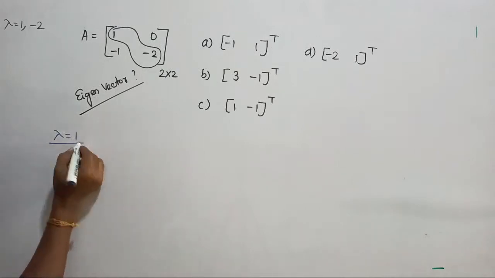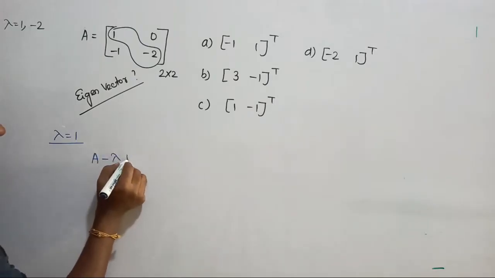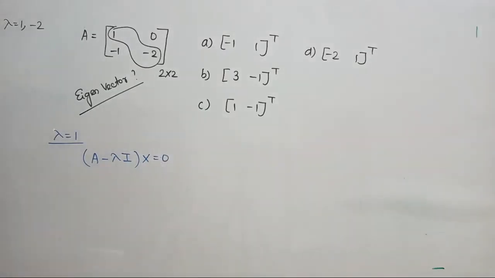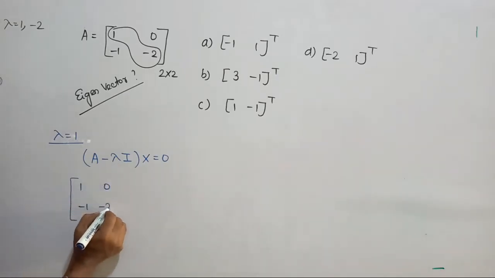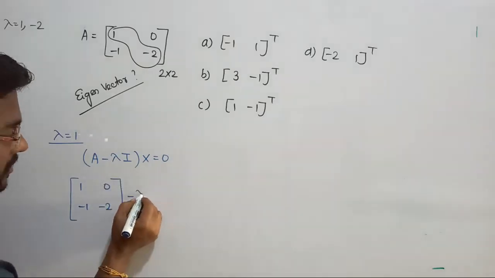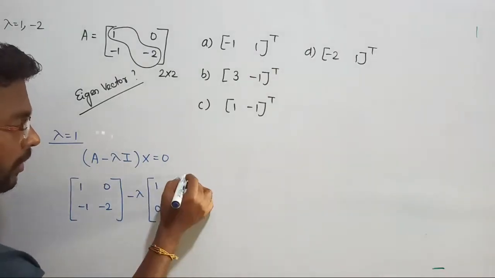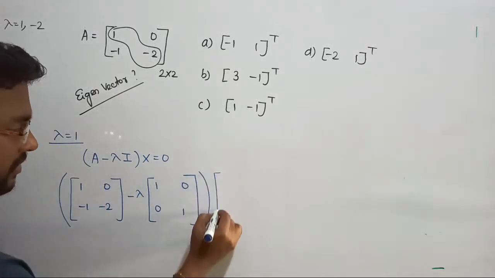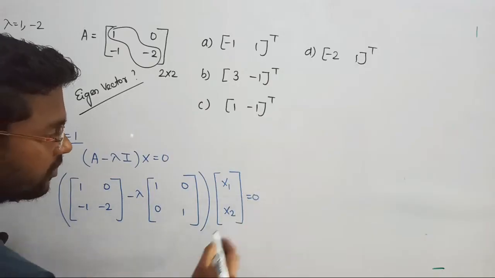Lambda equal to 1, corresponding eigenvector. What is the formula to obtain the eigenvector? A minus lambda times I into x will be equal to 0. Clear? Now let us substitute. Matrix A is given as 1, 0, minus 1, minus 2, minus lambda into the unit matrix 1, 0, 0, 1. Let us club them together, and with this its corresponding matrix, we are going to consider x1, x2 equal to 0.